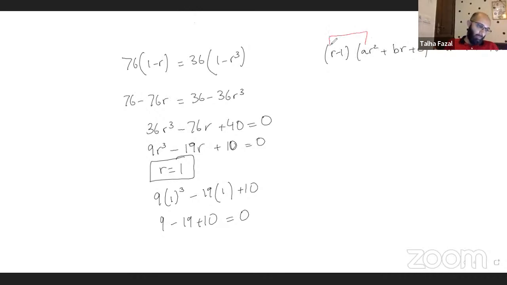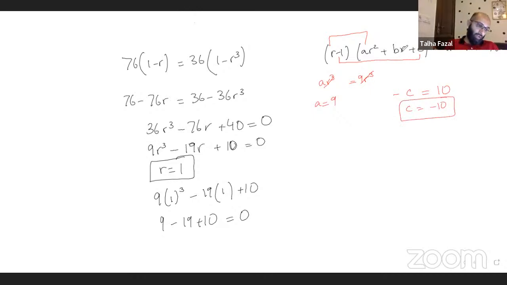If I multiply ar squared with r, it gives me ar cubed, which should be equivalent to 9r cubed. So that means a must be 9. Now if I multiply -1 with c, that gives me negative c, which should be 10 as the constant value. So c must be -10.